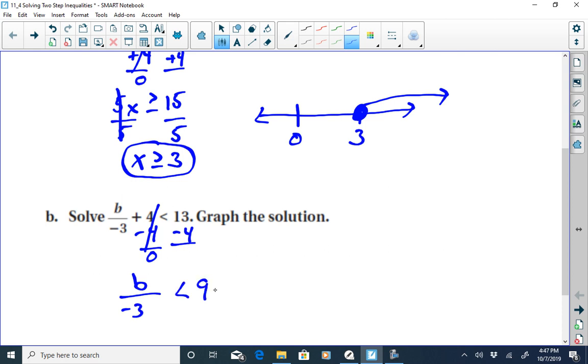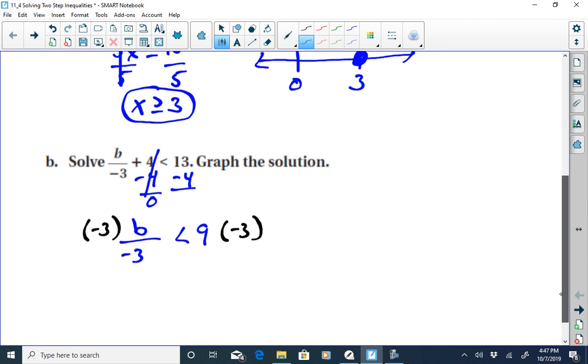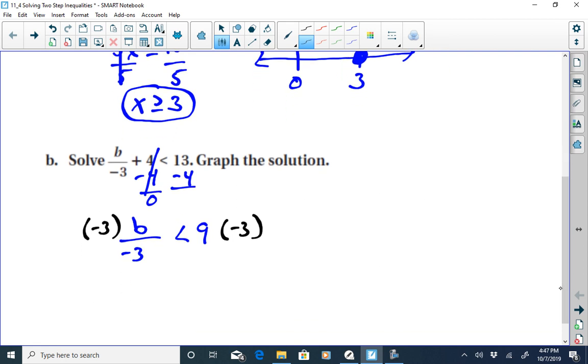Now here we want to see that the variable is being divided by negative 3, so the inverse would be to multiply both sides of the inequality by negative 3. And we have to remember that when we multiply or divide both sides of an inequality by a negative number, we have to reverse the inequality symbol to keep it true.